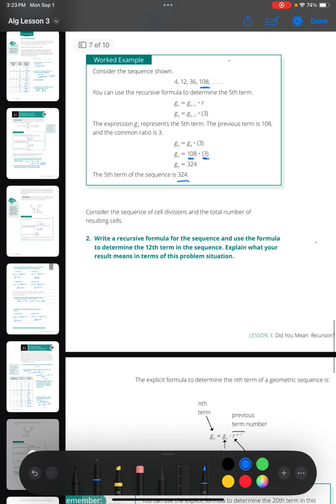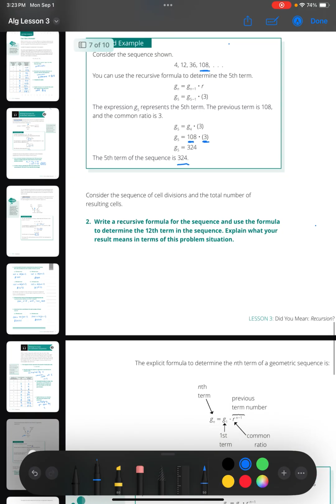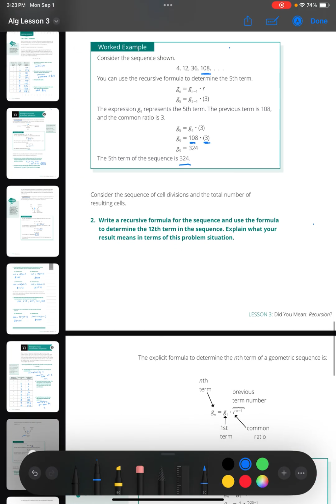Okay, so consider the sequence of cell divisions and total number of resulting cells. Write a recursive formula for the sequence and use the formula to determine the 12th term in the sequence. Explain what your result means in terms of this problem. Well, the recursive formula would look like this. The 12th term, g of 12, equals, in this case, the 11th term, if we were to keep calculating out, would be 1,024 times 2.